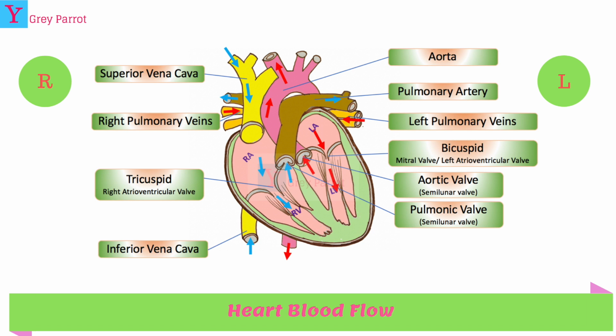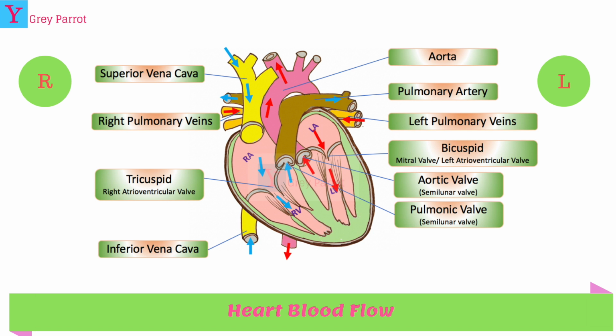And guess what the tricuspid does? It will send it to our right ventricle. Our right ventricle will push the blood to our pulmonary artery through the pulmonic valve. And our pulmonary artery will send the deoxygenated blood to our lungs, and our lungs will process it as oxygenated blood and send it to our pulmonary veins, and our pulmonary veins will send the oxygenated blood to our left atrium.